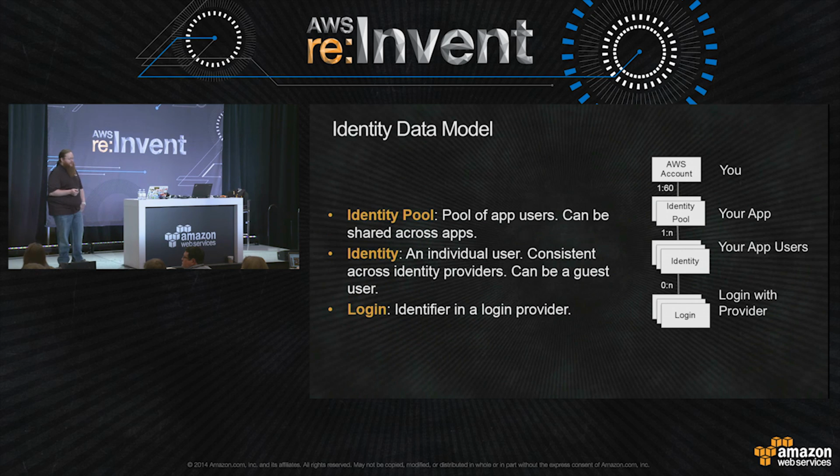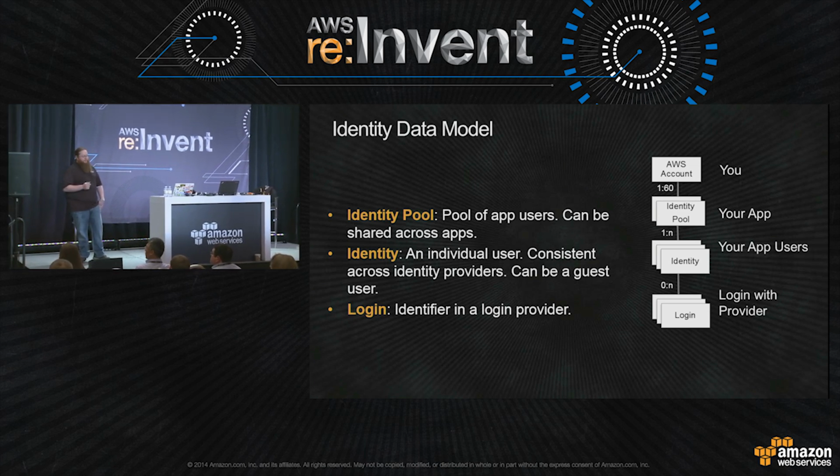So let's talk a little bit about the identity data model. At the top level, we have your AWS account. Inside of that, you can create any number, up to 60 identity pools. And the easiest way to think about an identity pool is a relation to an app. That's not to say that you are restricted to using an identity pool per app, but it's the easiest way to think about it. Inside of the application, you can have any number of identities, and that represents an individual user inside of the system.